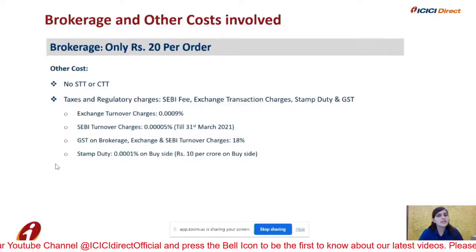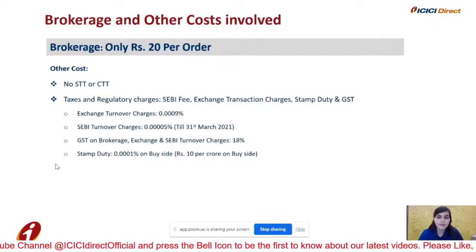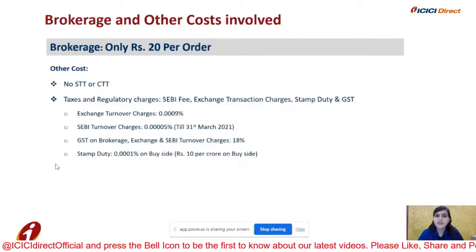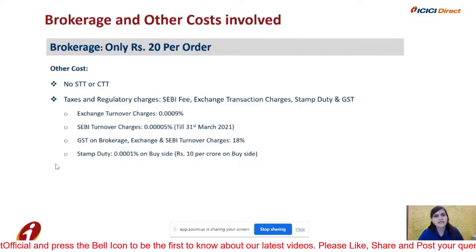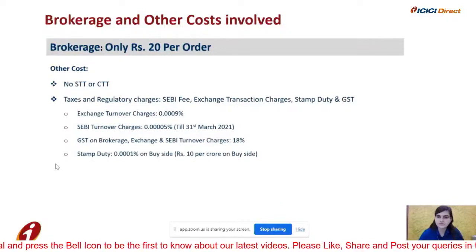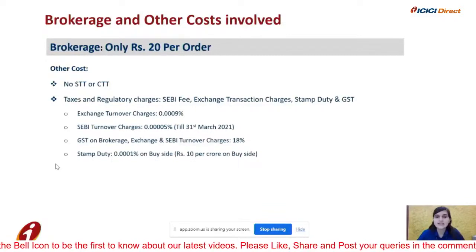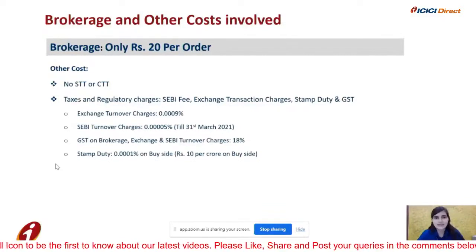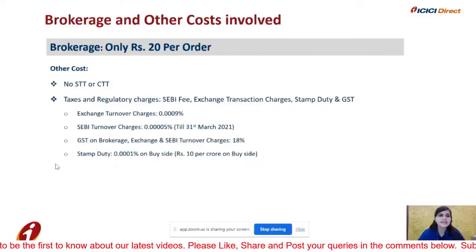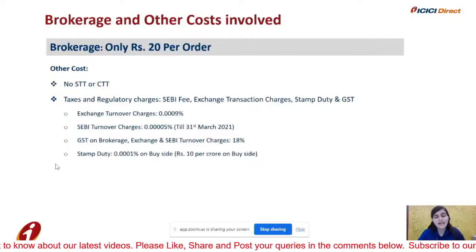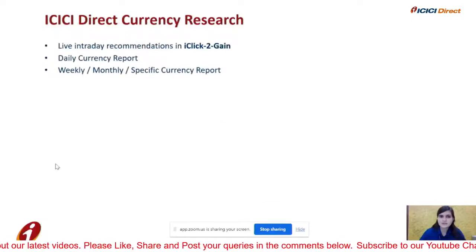Brokerage and cost. So at ICICI Direct, you pay only 20 rupees per order. It is 20 rupees per order, not per lot. So it doesn't matter what lot size you are trading, or what quantity or amount you are using for the trade. It's just 20 rupees per order. And there's no CTT, no STT in this case, so the charges are very low. GST is 18%, exchange turnover and SEBI turnover charges will be applicable, but overall the cost is very less if you compare it with equity F&O.